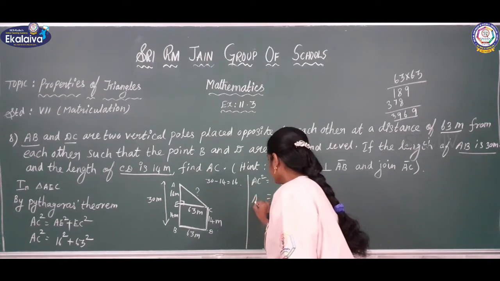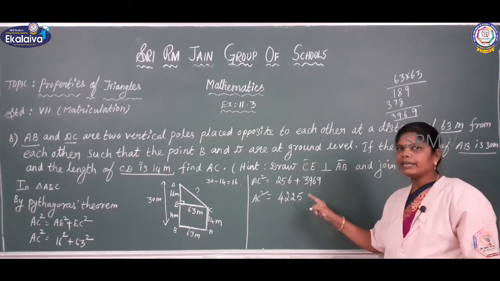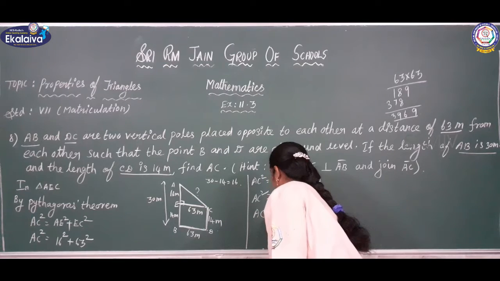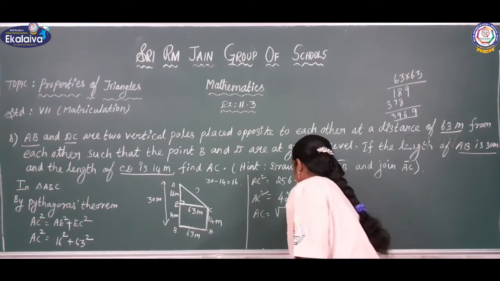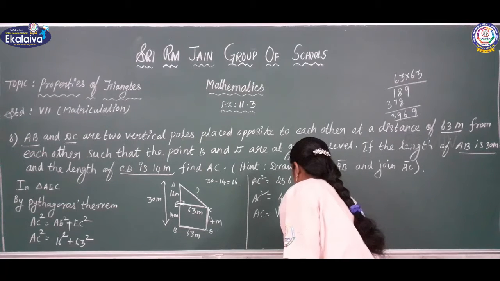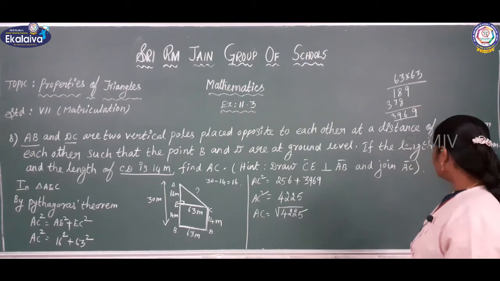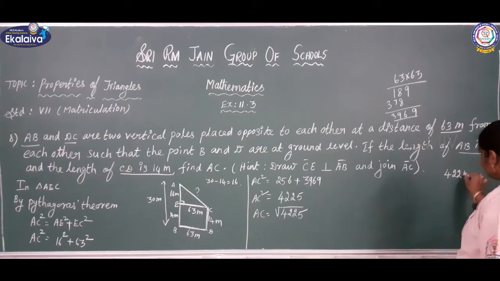So AC square equal to what you are getting? 4225. Okay, but what we are going to find? AC. So the square will change to square root. Okay, square root of 4225. Now find out the square root of this number. Okay, I am going to use long division method.